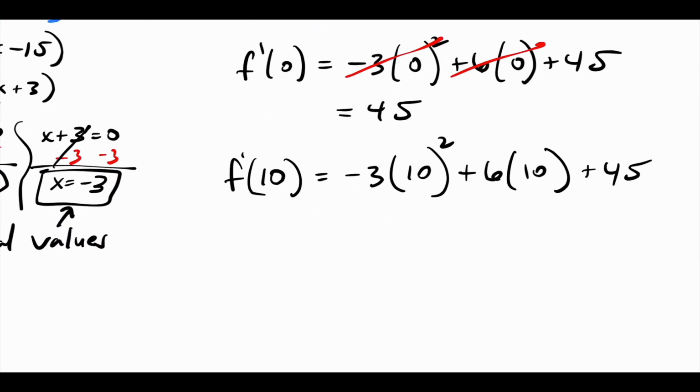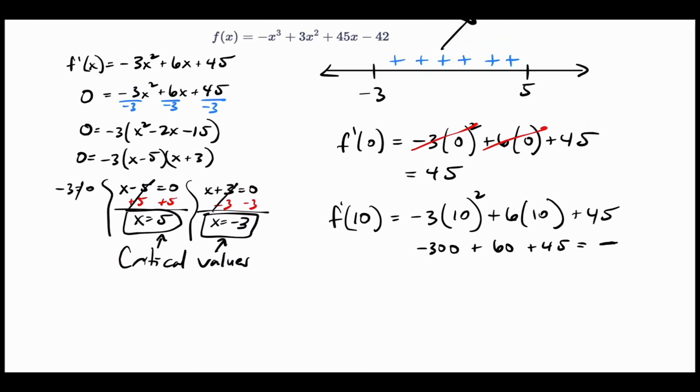10 squared is 100, times negative 3 is negative 300, plus 60, plus 45. I don't care what that equals. I just want to know if it's a positive or negative answer. And I can see that if I add those up, it's going to give me a negative number. Since I can't use a calculator, it just helps to do that.